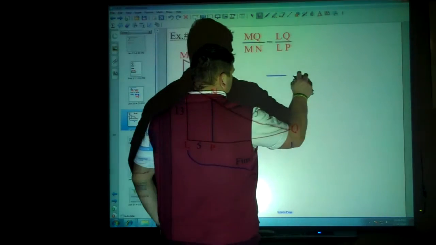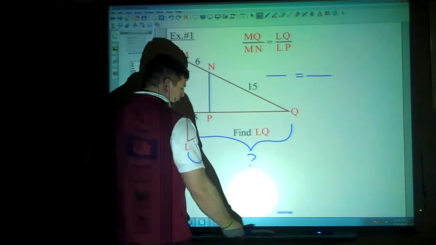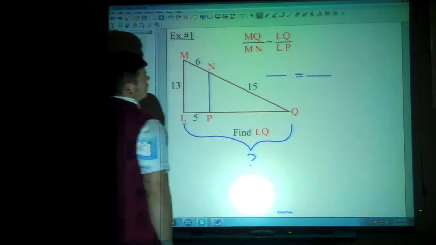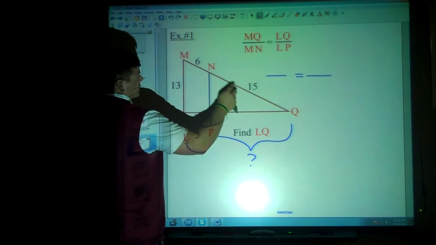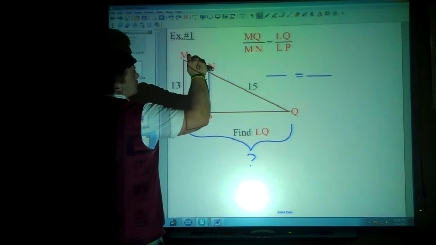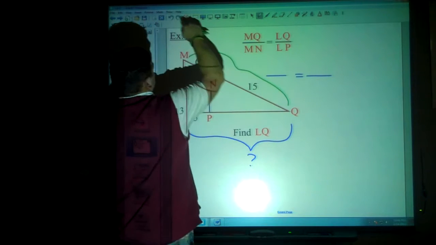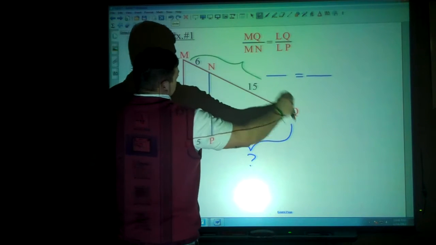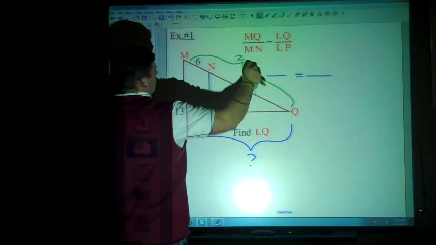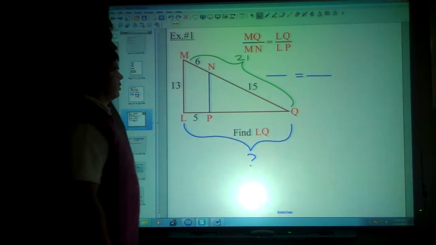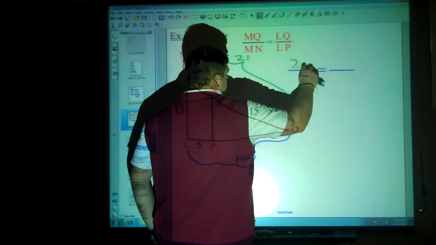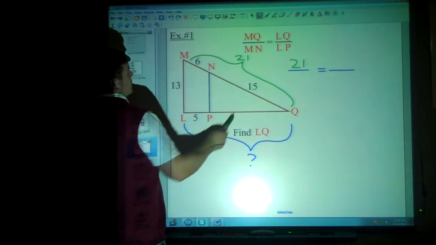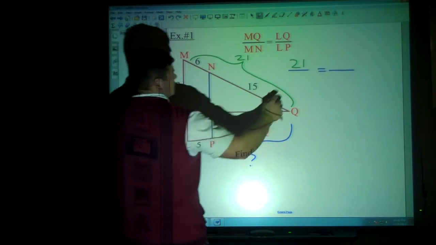We know we have a proportion, so I like to draw a line equals line. And if you look, it says M to Q. 15 is not M to Q. N to Q is 15. So we need to look at this whole distance, which is 21. So 21 is M to Q. Then I've got to look at M to N. M to N is 6.